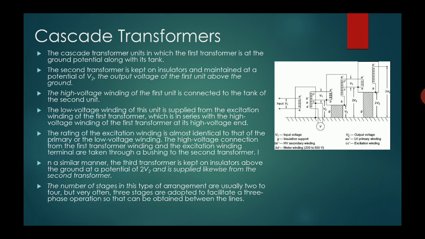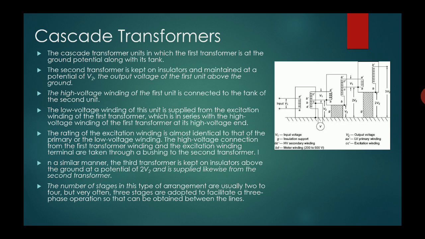Like this, one transformer is cascaded to the other, and the connection is done via bushings. What are bushings? Bushings are insulating paths where the wires move out of the transformer chamber. Otherwise, the entire transformer container or the metal casing would get electrified. So in order that the wires get easily through the transformer casing, bushings are used.